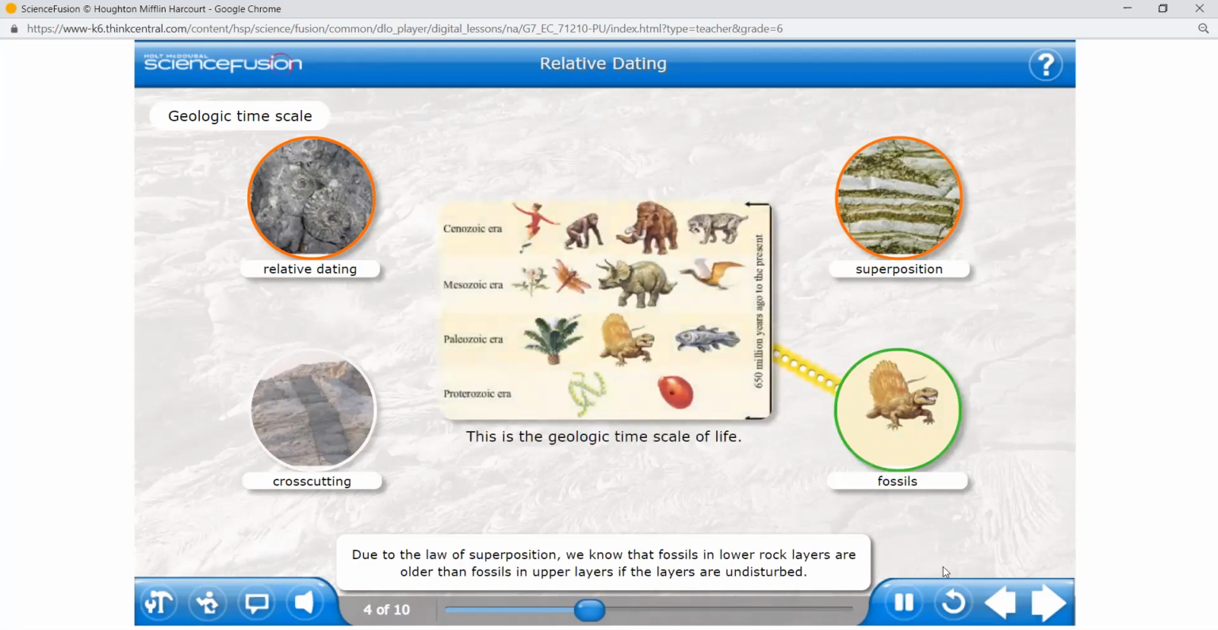Due to the law of superposition, we know that fossils in lower rock layers are older than fossils in upper layers if the layers are not disturbed. These are the eras. First, we say it is the Proterozoic era or Paleozoic era, where you could only see bacteria, and then plants came, and then dinosaurs were there, and finally we are in the Cenozoic era. So according to this, they find fossils in layers, and they say this is from this era. Maybe if they find some dinosaur fossil, they will say that it was from the Mesozoic era. Scientists have used this information to construct a geologic timescale that is the story of Earth's history.